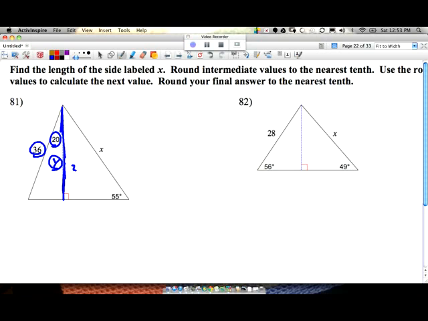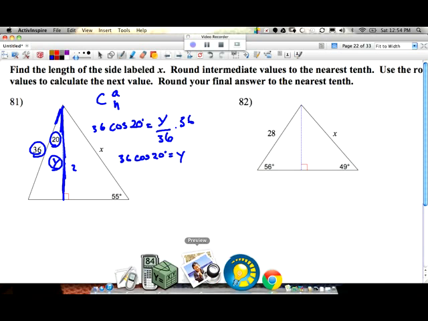Notice we have an angle. This blue line is adjacent to that angle, while the other line is the hypotenuse. So adjacent and hypotenuse should use cosine. Cosine of 20 degrees is going to be the adjacent over the hypotenuse, which in this case is y over 36. Oh, that was pretty easy. Now all I got to do is multiply both sides by 36, and then I'll get 36 times cosine of 20 degrees equals y.